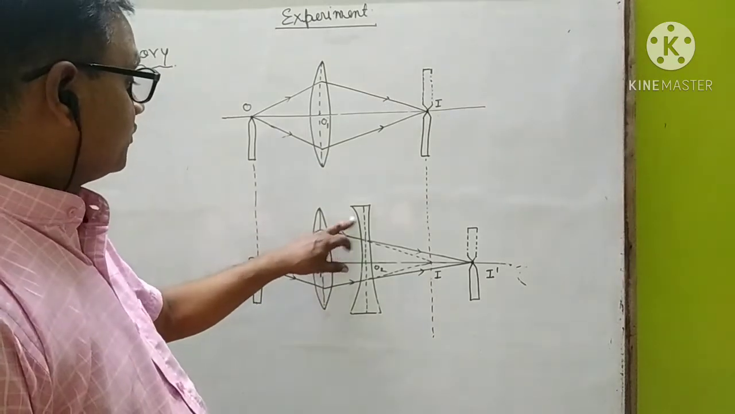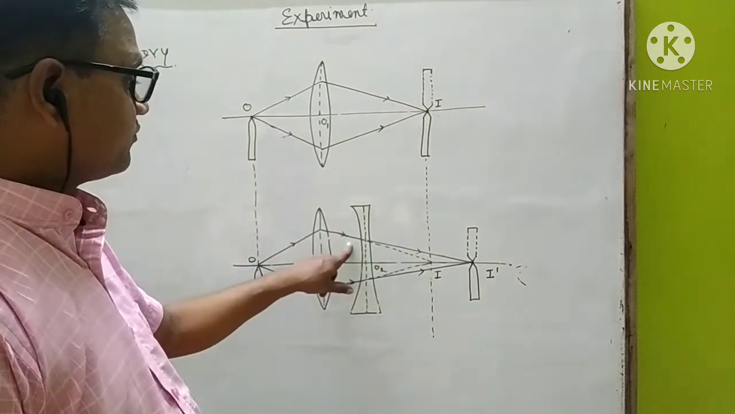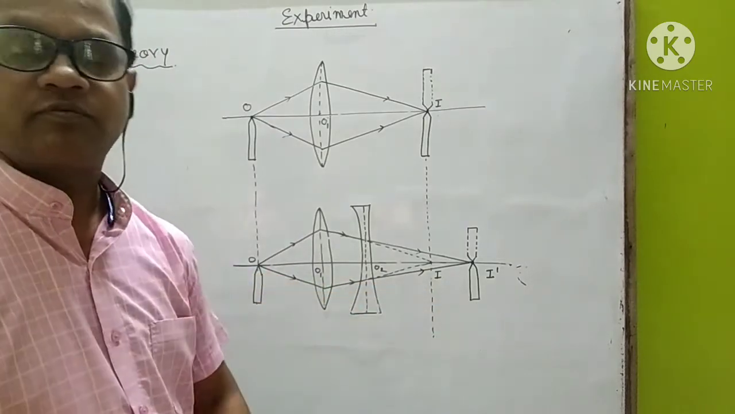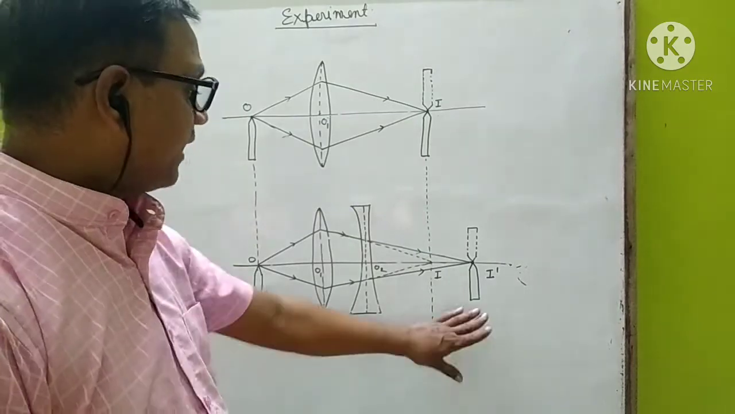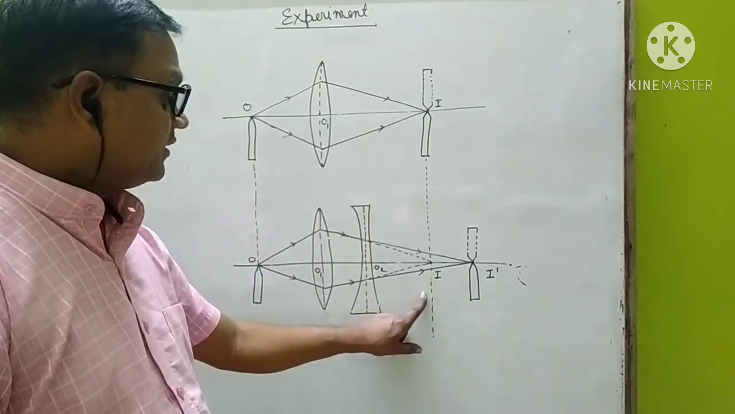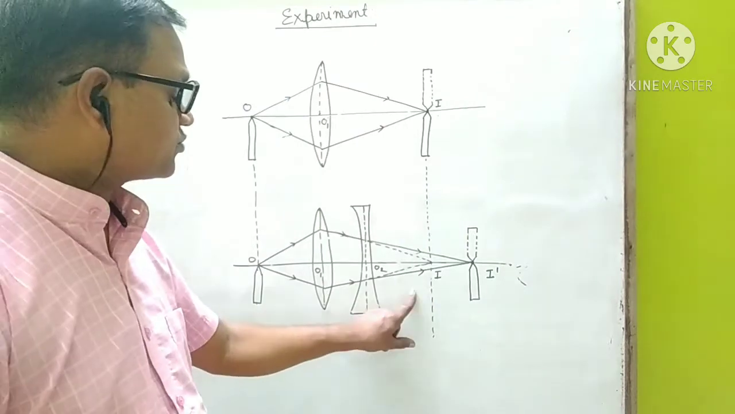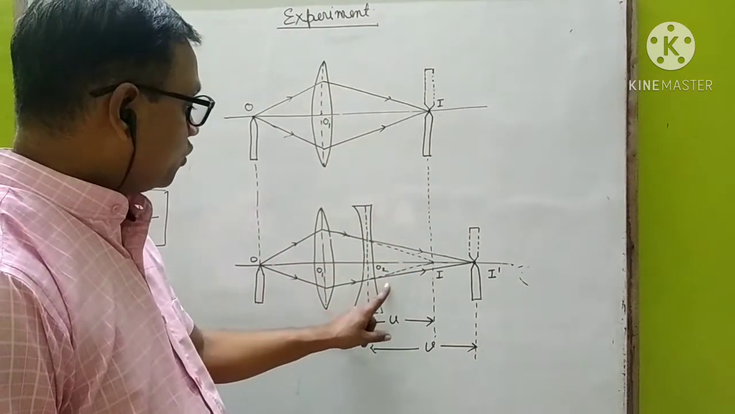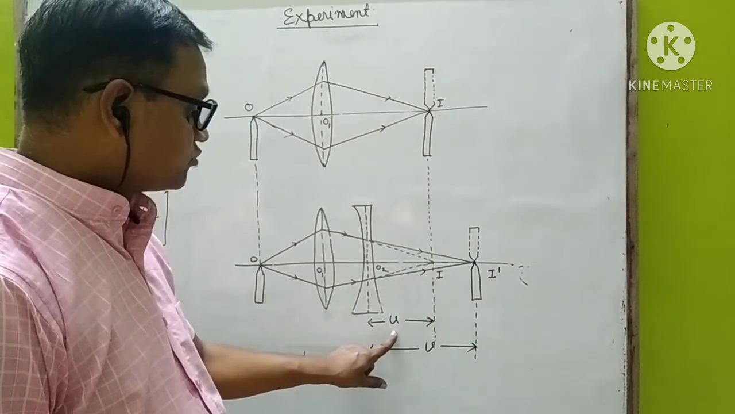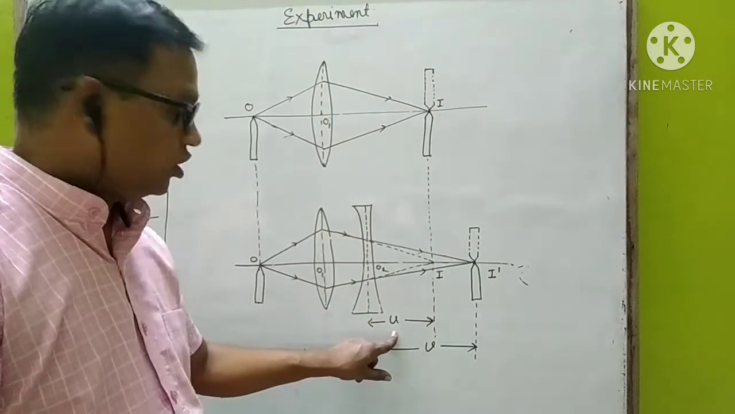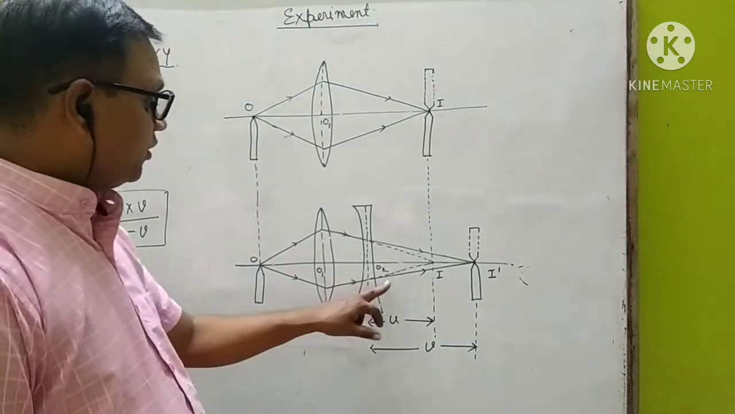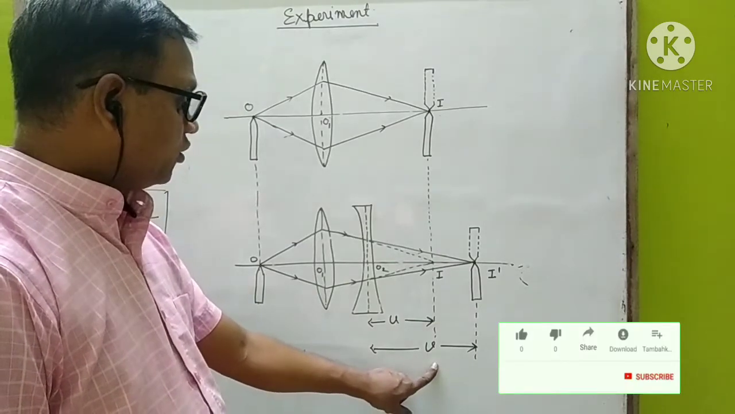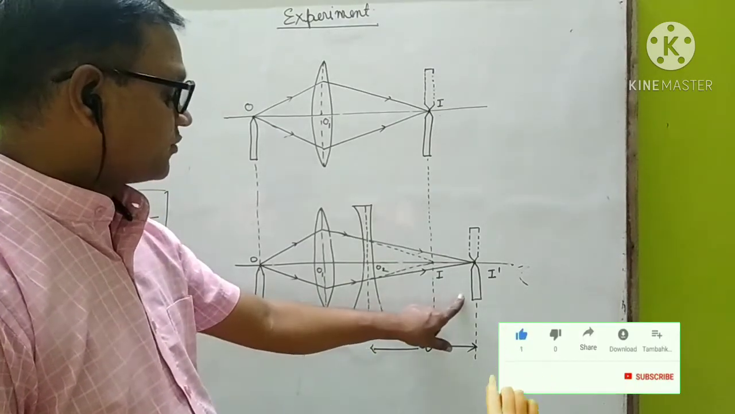The concave lens diverges the rays and forms a real image at I dash, and this I dash is the final image. I is a virtual object which gives a real image at I dash. The distance between O2 and I is the position of the object, which is u, and the distance between O2 and I dash is v, which gives the position of the image.